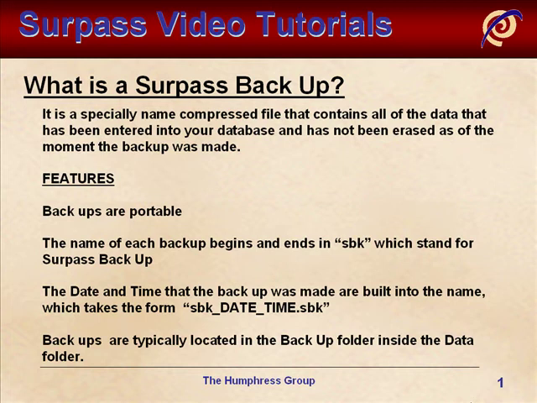You can easily identify these files and you can easily find them by doing a search. If you are on the right computer, of course, you can do a search for SBK star or star SBK, and you should come up with your Surpass backups if you're looking for them. There's an easier way to find your Surpass backups, and I will show you that as well. Typically, backups are located in the Surpass data folder. In a standard installation of Surpass, the backups are in a backup folder that sits inside the data folder.